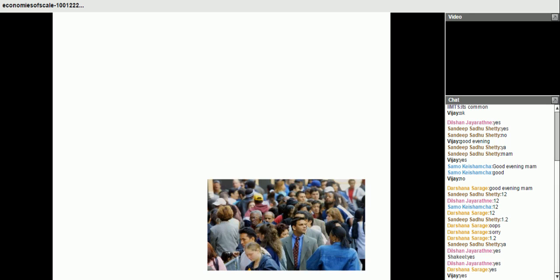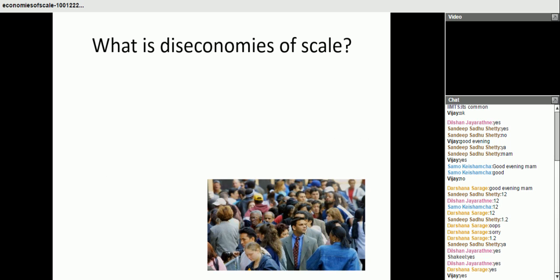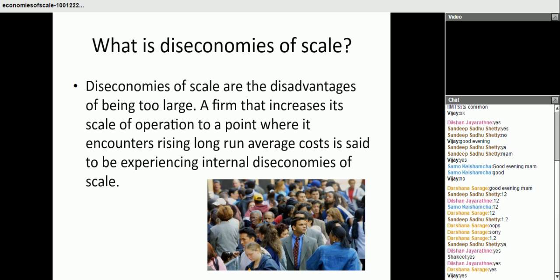Now this is economies of scale that we have discussed. Now what is the diseconomy of scale? It is the reverse of that. Diseconomies of scale are the disadvantages of being too large. A firm that increases its scale of operation to a point where it encounters rising long-run average cost is said to be experiencing internal diseconomies of scale.